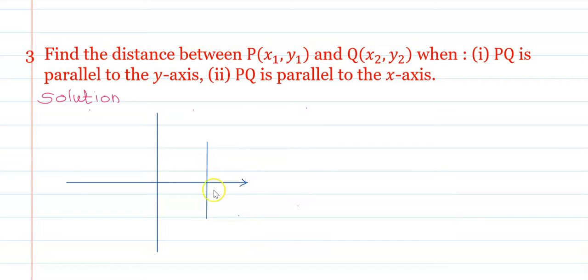Now this is the x-axis, so X dash. Next is the y-axis, Y-O, Y dash. The points are P (x1, y1), and here is the point Q (x2, y2). Now as the line is parallel to the y-axis, its x coordinates are equal.